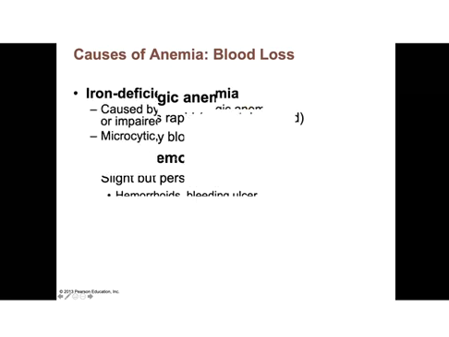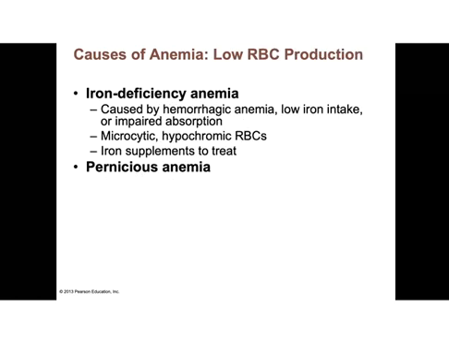Iron deficiency anemia can be the result either of a lack of iron in the diet or an inability to absorb iron into the blood. You end up in iron deficiency anemia with what we call microcytic or hypochromic red cells. Microcytic just means they're tiny.